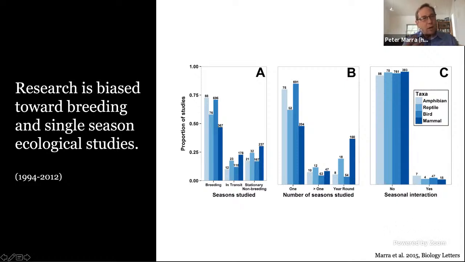That is, when they followed the animal, or followed some facet of the animal's biology, from one season to the next to try to understand how the variance in one season was explained by things prior to that season. And what we found, not surprisingly but now quantified, was that there were severe biases across all vertebrate taxa. It varied, less so in mammals than in birds, amphibians, and reptiles. But in general, most studies were done during the breeding season. Most studies focused on one period of the annual cycle, and very few studies considered seasonal interactions in the biological phenomenon or the variance that they were trying to explain.